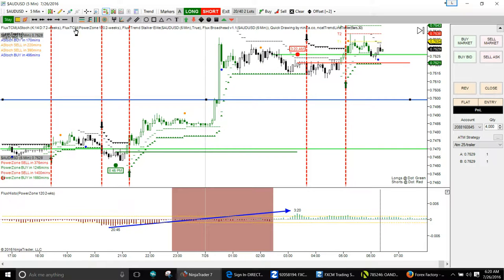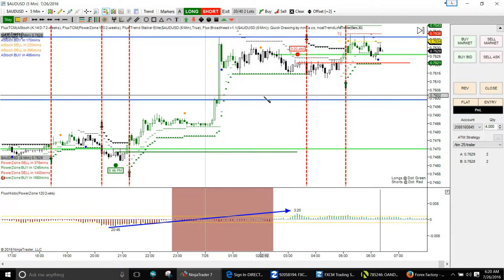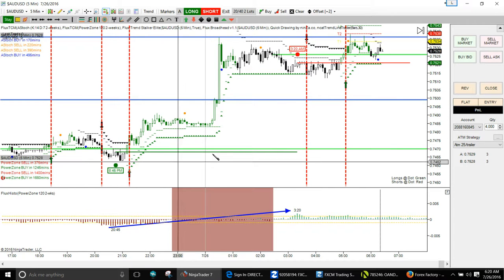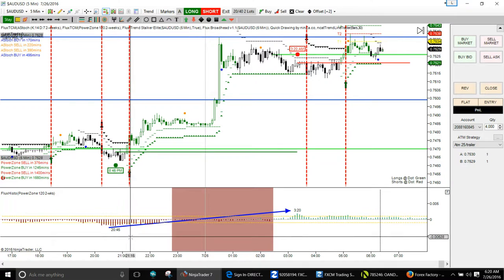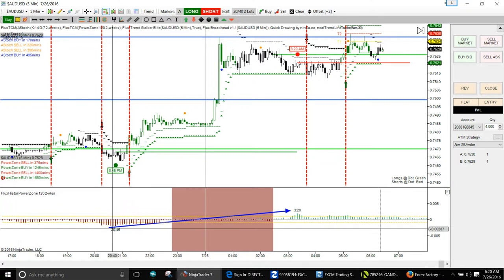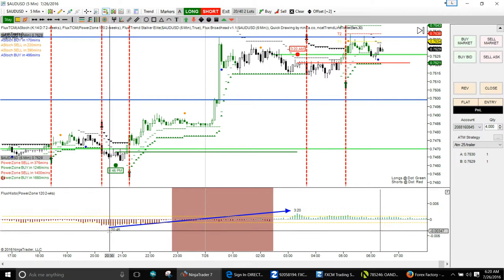I think it's gonna dip a little bit now, but I'm just gonna wait to see what's gonna happen. We got a sell cycle coming, still not for a while, but that's my rules. I'm out of this trade. As you can see, the flux power zone called the trend and the entry on this pair.